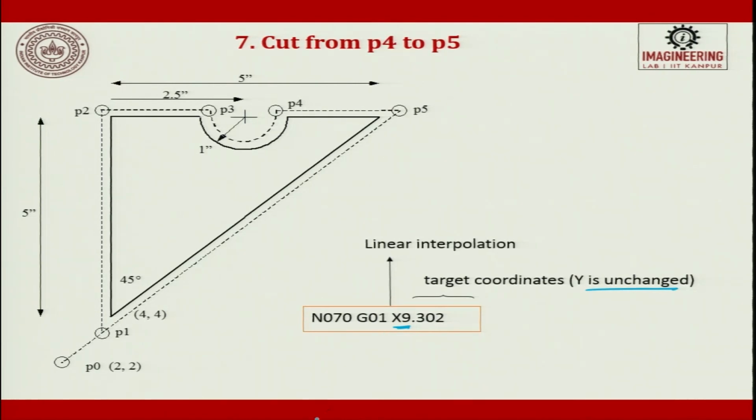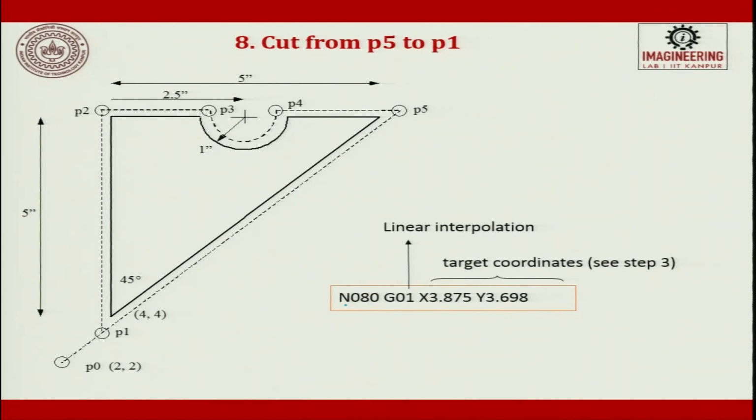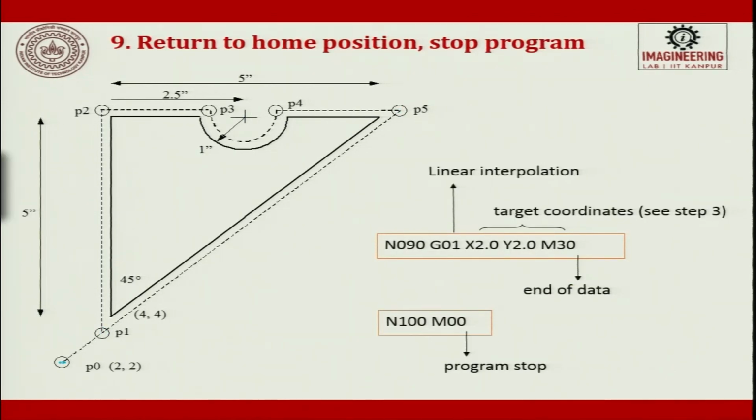Now from here I will have to go again linear towards the point P1. So, G80, so N080 G01. From here I am trying to go to this point which was x 3.875, y 3.698, I come to this point P1, and then from here I would try to move here. So, it is G01, so x2 and y2. I come to this point and I say end of the data, and then I say N100 M00, stop the program. So, the complete part is executed in this program.